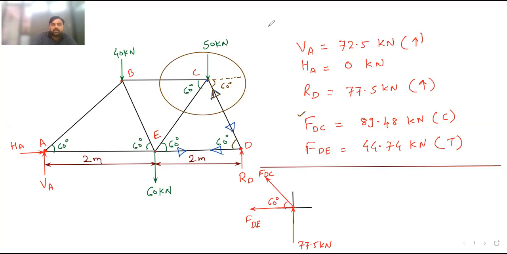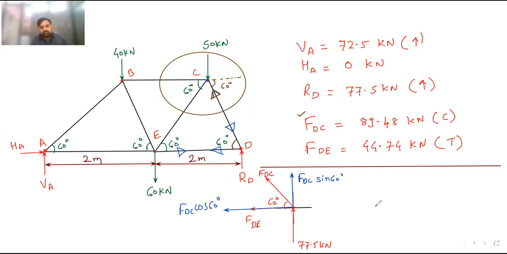So now we have to resolve this. When you resolve this, we will get two components. One component is vertical and another component is horizontal. So I will draw the horizontal component also. So this is the horizontal component. And here we can see this will become FDC sin 60 and this will become FDC cos 60. Up to this point, I think nobody is having any problem.